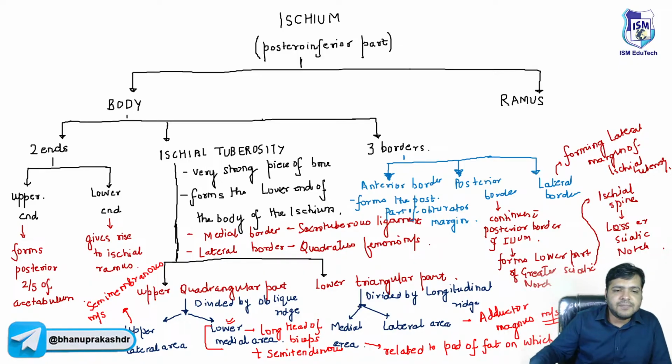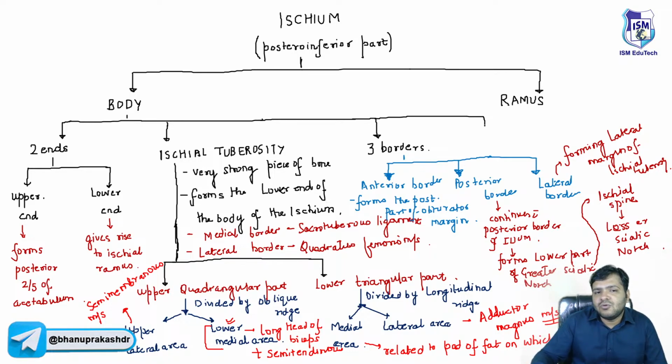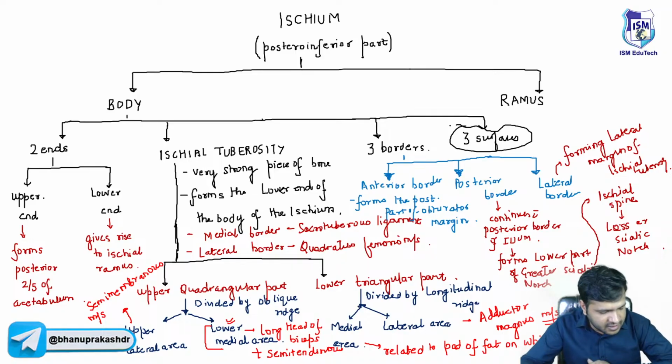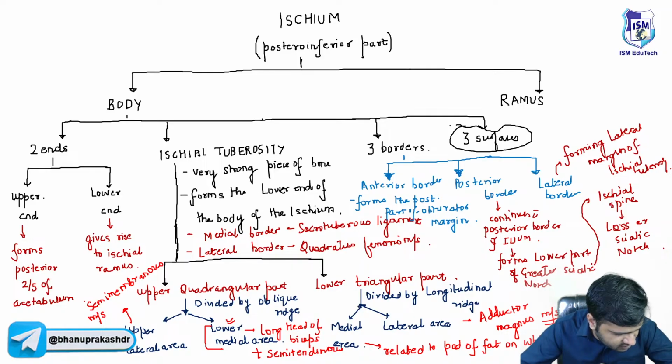Very good, beta. Again, the point that you have to keep in mind is the surfaces now. I hope everything is clear to each one of you. Now coming on to the surfaces. अब surfaces के लिए मेरे पास यहाँ पे जगह नहीं है. So we have three surfaces which I will be projecting in the next slide. If you have space, beta, just continue in the same flowchart.